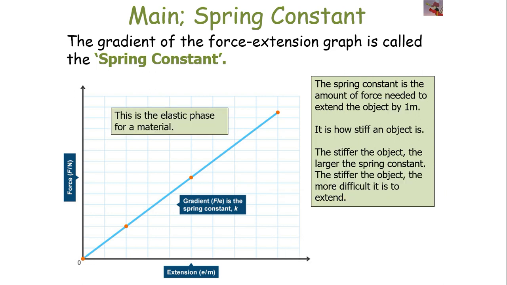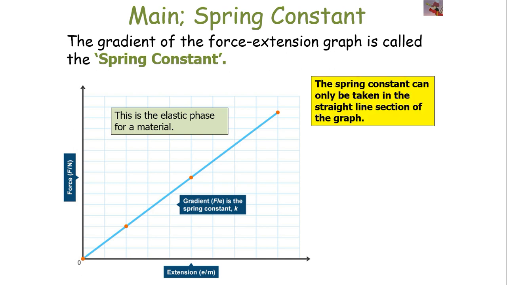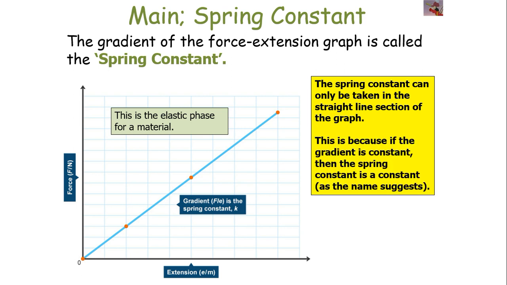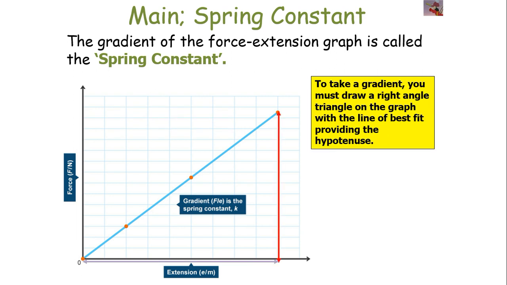than measured length. Now the spring constant we can actually define as the amount of force needed to extend an object by 1 meter, which is basically how stiff an object is. The stiffer the object, the larger the spring constant, so the more difficult it is to extend. Now, the spring constant can only ever be measured from a straight line section of a graph or the elastic phase of the material. Now, that's because we're going to be working out the gradient, and the gradient has to be constant for the spring constant, as the name suggests. So it has to be the straight line section.